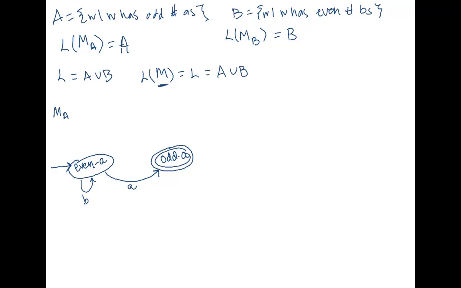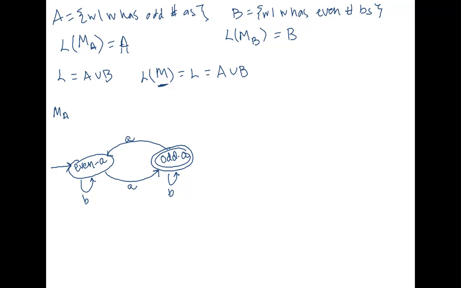And let's go to the odd A. If I'm in odd A and I see an A, I now have an even number of A's. And if I'm in odd A and I see a B, I just stay put. Okay, so there's my machine MA. And you can verify for yourself that it will accept whenever the string has an odd number of A's.